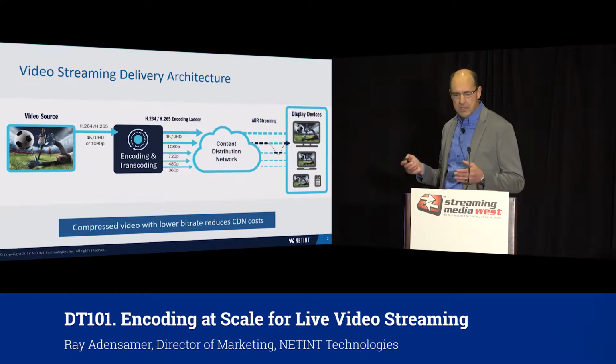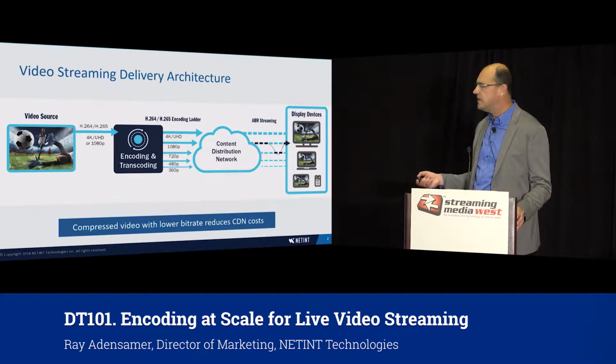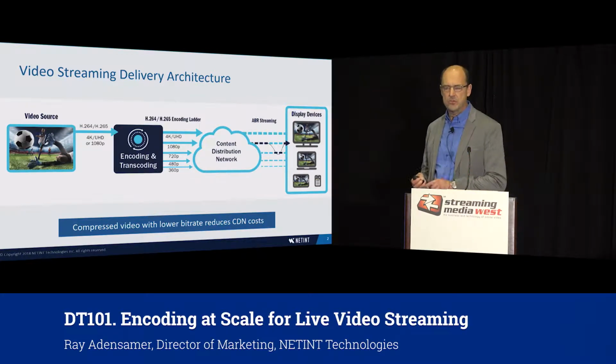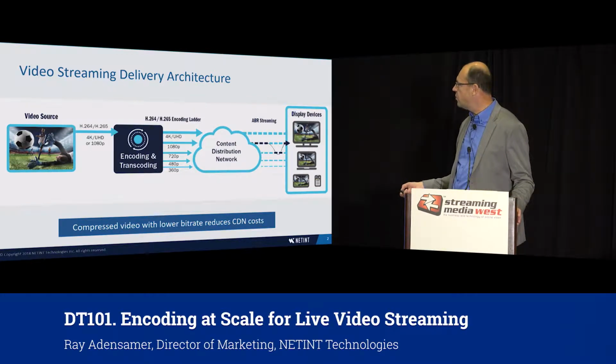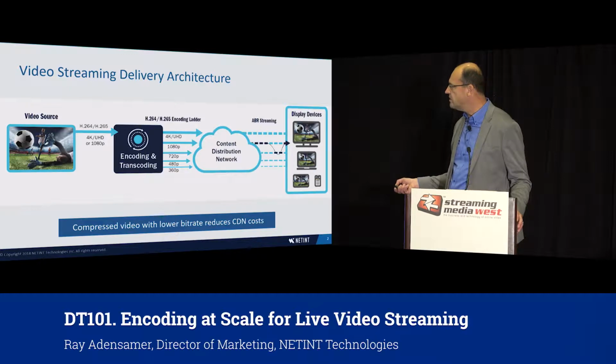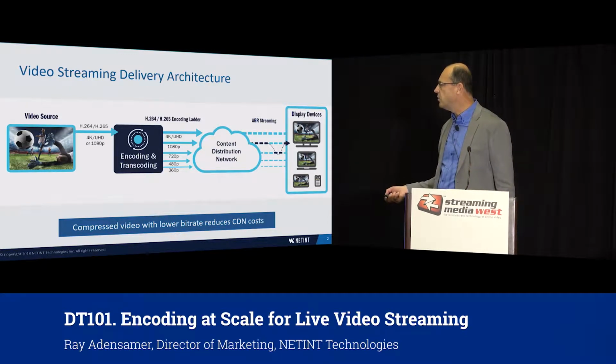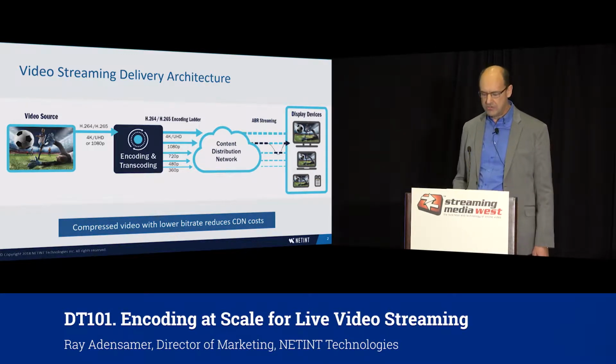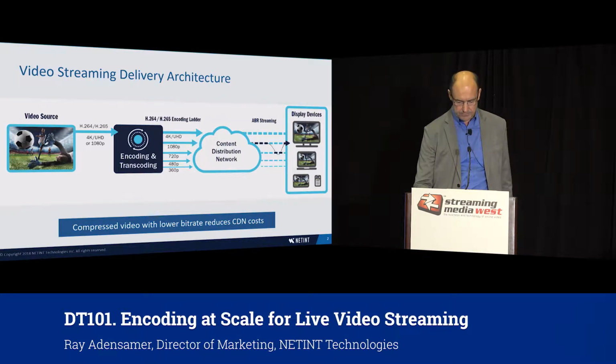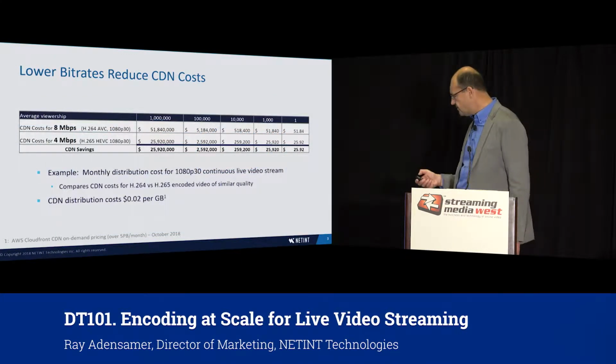and then it gets distributed to your display devices. So to summarize, why you need to do encoding and transcoding very well is for two reasons: to maximize the quality of experience for your end users, but most importantly, you want to lower the bitrate costs for your CDN distribution. So let's talk about CDN costs.